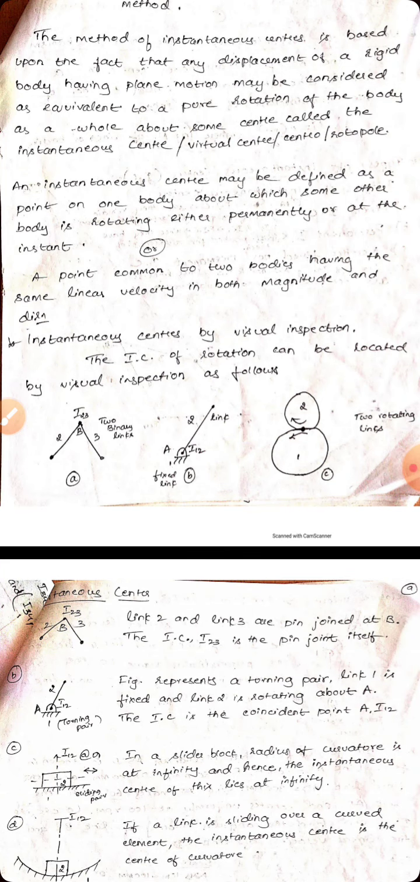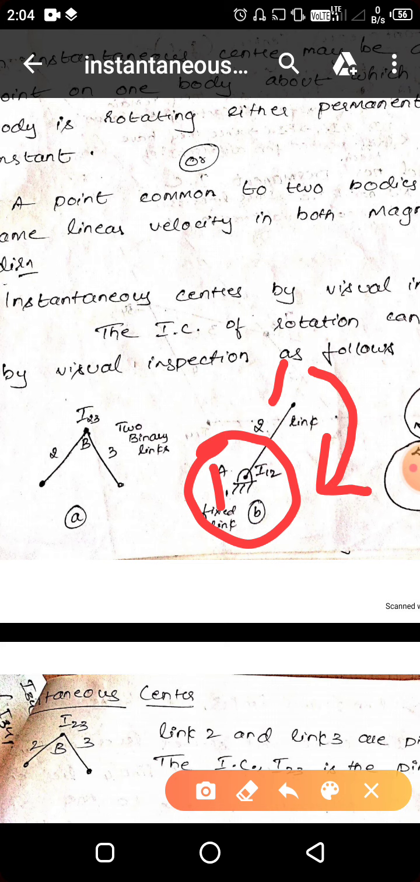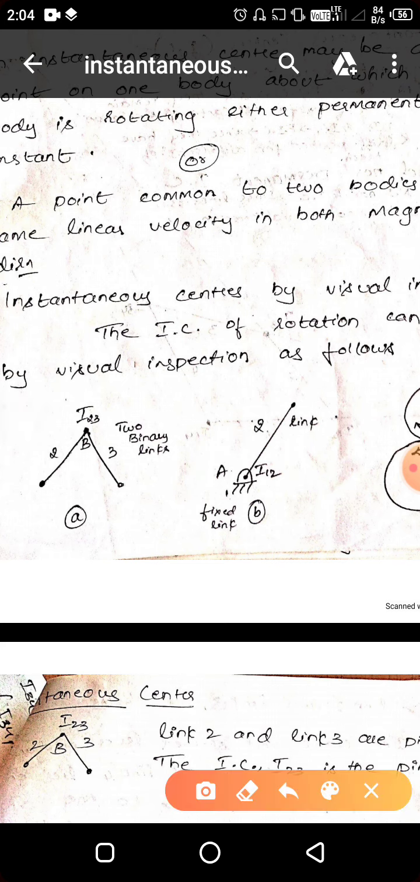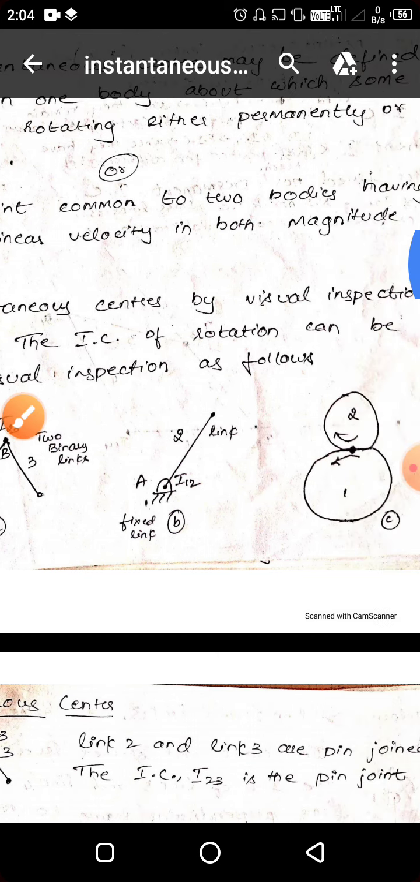Moving on to the next example, we have a fixed link and a binary link. The binary link is named 2 and the fixed link is numbered 1. Between the fixed link 1 and the binary link 2, again the point of intersection or connecting point is taken as the instantaneous center. That is the point about which the other link is assumed to rotate at that moment. So the instantaneous center between links 1 and 2 is named I12. Between a binary link and a fixed link, we name the intersection point as the instantaneous center.